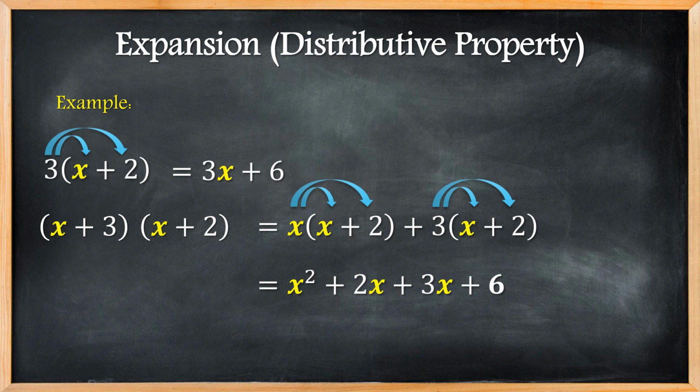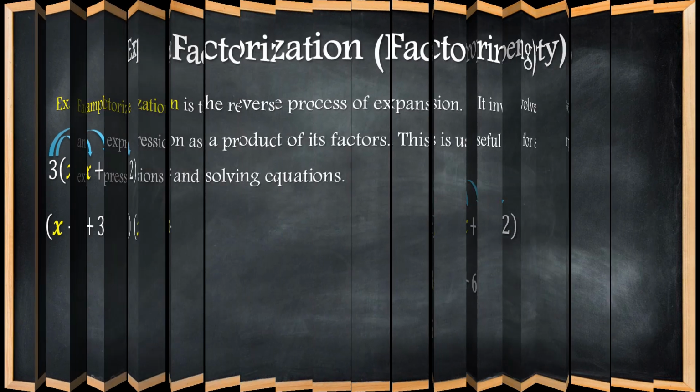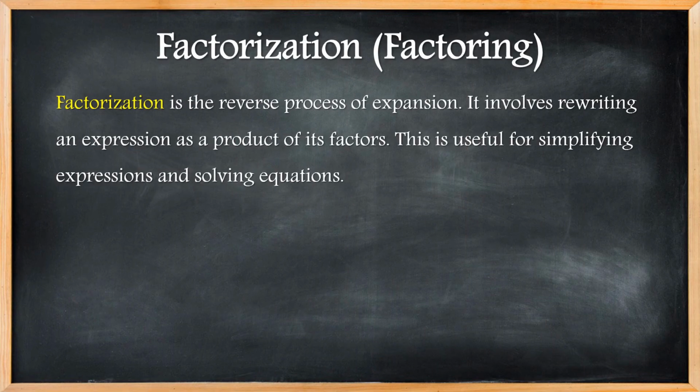Now, combining all the terms, we get x squared plus 2x plus 3x plus 6. Finally, we simplify by adding 2x and 3x, which results in x squared plus 5x plus 6. This process is called expanding an expression using the distributive property, which helps us rewrite expressions in a more simplified form.